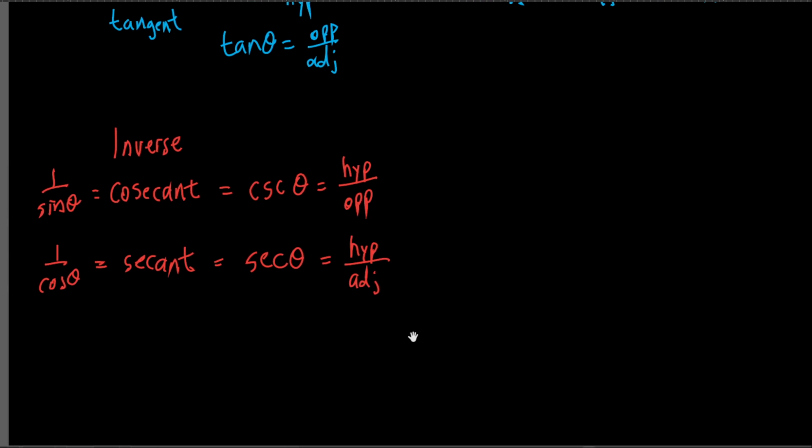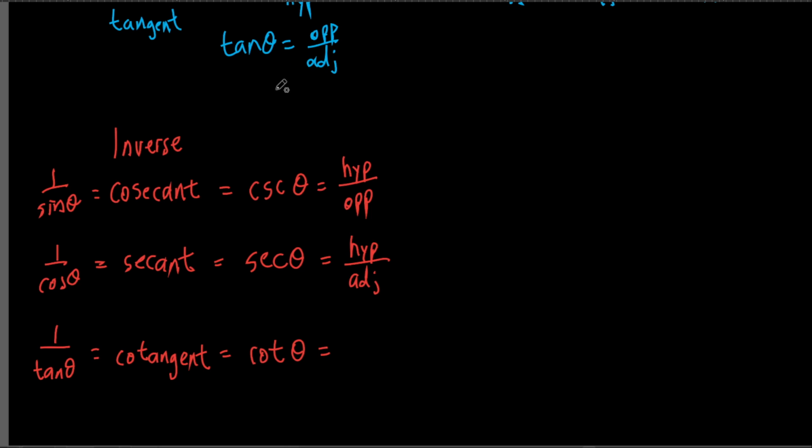Scooch that up so I still see the tangent. All right, now let's do 1 over the tangent, or the inverse of the tangent. What's the inverse of the tangent? We call it the cotangent. How do you think we shorten that one? Just COT. Very good.